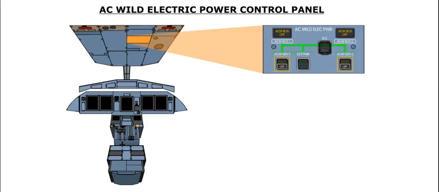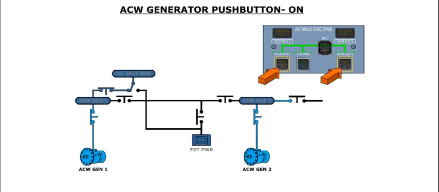The AC wild system is controlled by the AC wild electrical power control panel, located on the overhead section of the flight deck. The AC wild generators are controlled by two push buttons. With a push button pressed in, the associated generator is energized. The associated generator contactor will close, provided that the GCU determines that the generator power output is of acceptable quality. As you may recall, each AC wild generator is controlled by a dedicated GCU.